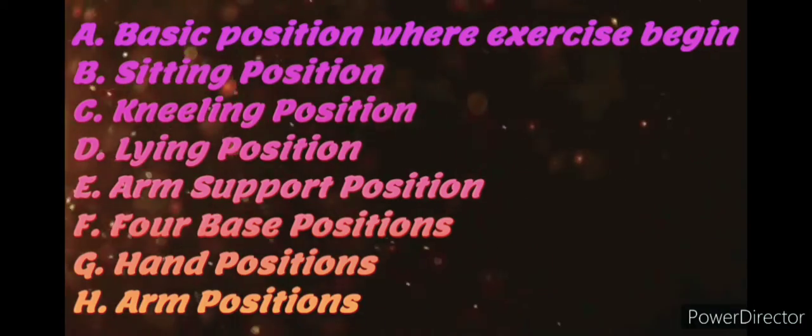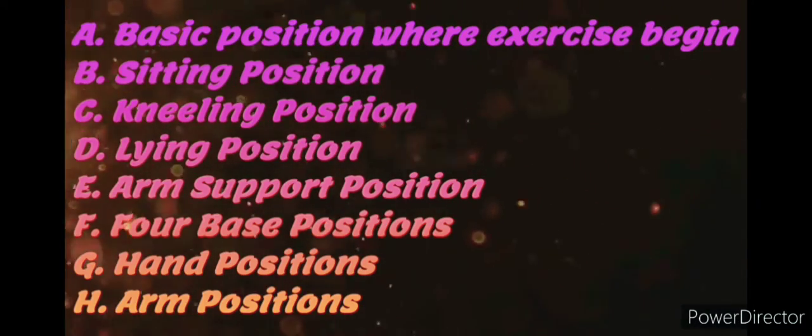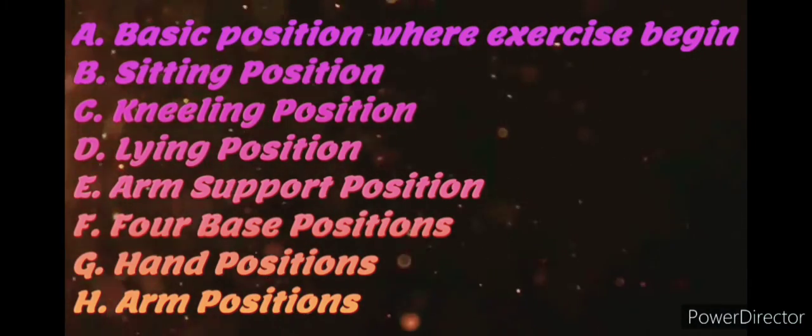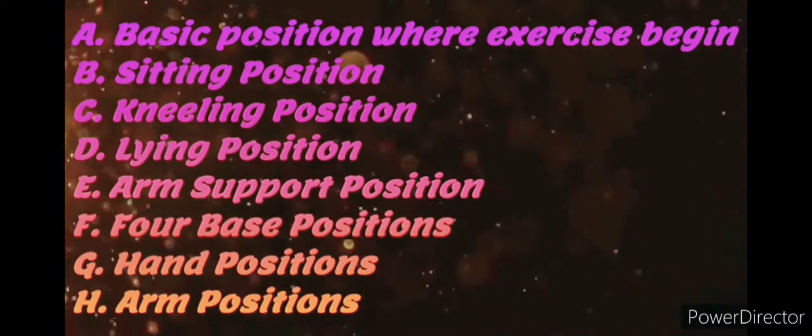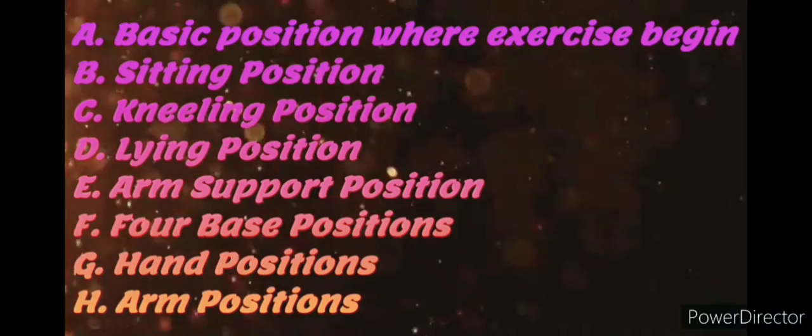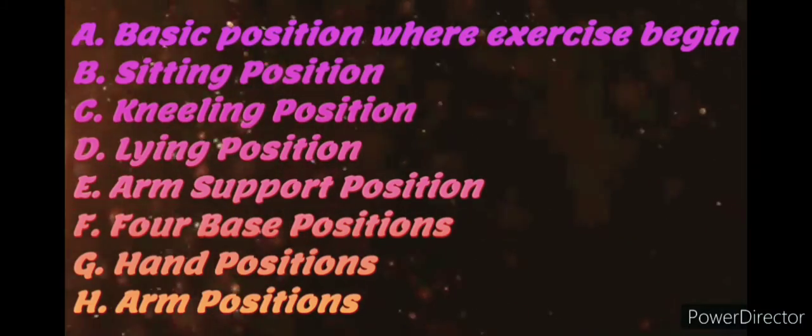First, we need to identify the 8 classified parts of basic position. A for basic position where exercises begin. B, sitting position. C, kneeling position. D, lying position. E, arms apart position. F, base position. G, hand position. And H, arm position.